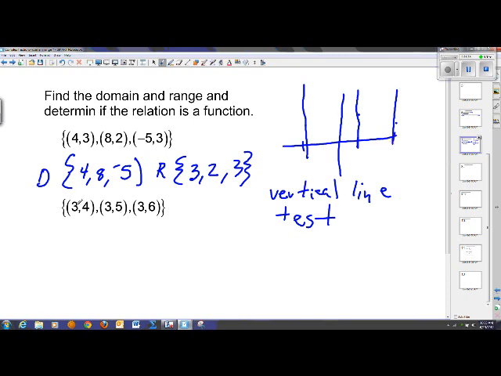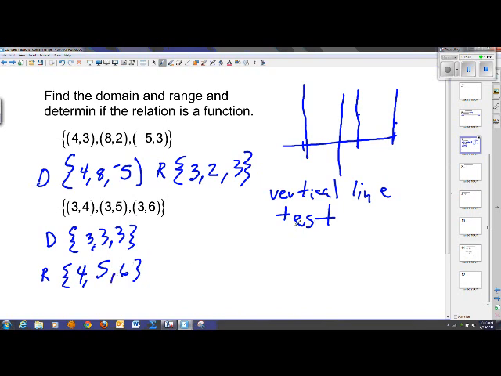I've got 3, 4, 3, 5, and 3, 6. And I want to state the domain, which is just all the x values. So I've got 3 sets of 3s. Now, you can write all 3 3s if you want, or just 1 3. A lot of people just write 1 3. And the range is going to be 4, 5, and 6.